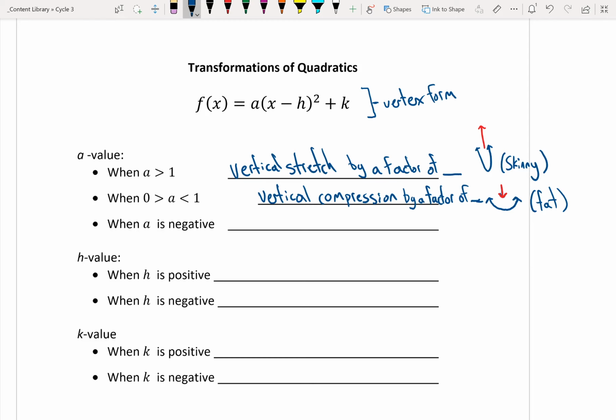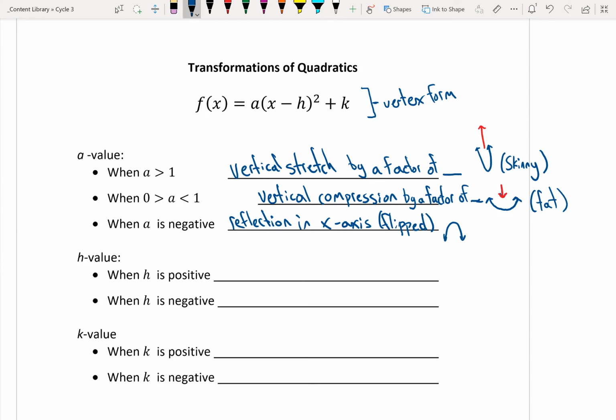When a is negative, we have what we call a reflection in the x-axis. So basically we have something that's flipped, so now it opens downwards. In other words, you could call it flipped. So this is now where we have our parabola opening down, something like that.